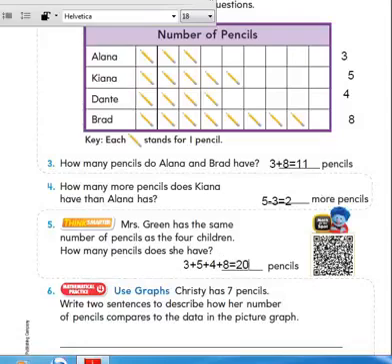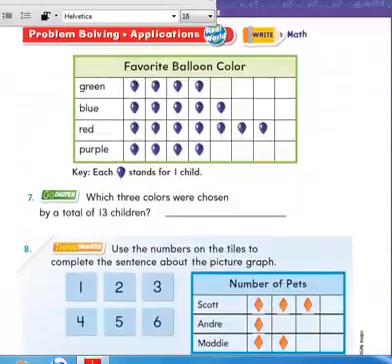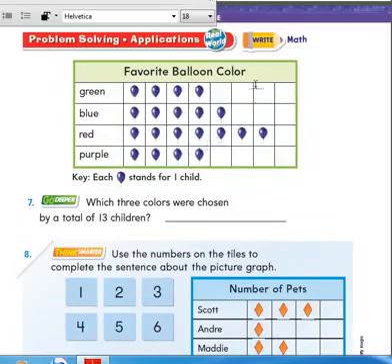Okay. Let's move to page 662. Here we have a picture graph, right? And the title here is what? Can you read with me the title? Yes. Favorite balloon color. So it will represent here each color and the number of the children who preferred this color.